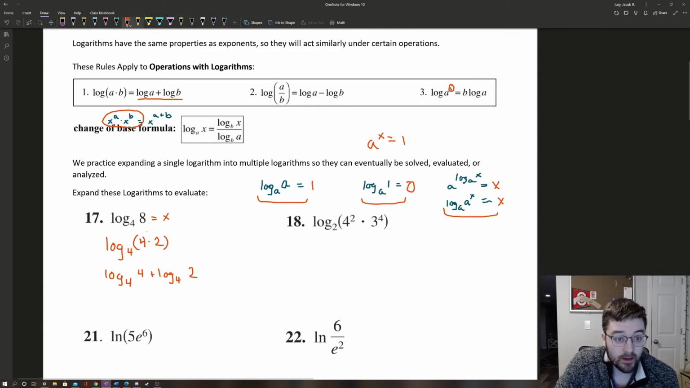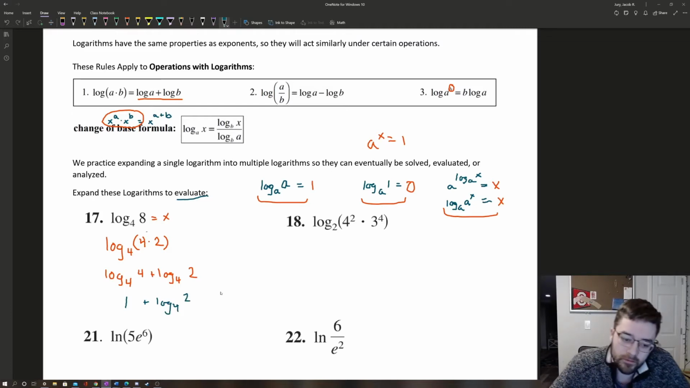And then I need to start simplifying some of these things, because the point is to evaluate, so we want to figure out what this expression means. So log base 4 of 4, we know what that is, because that's the first one here. It's going to be 1. And then plus log base 4 of 2. So this log base 4 of 2, we're actually going to write 2 as if it had a base of 4. We'll get into later why we're going to do that.